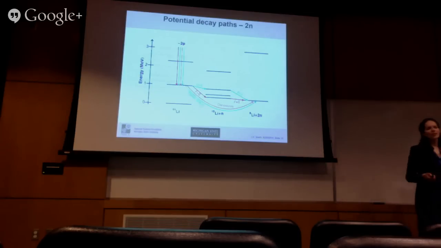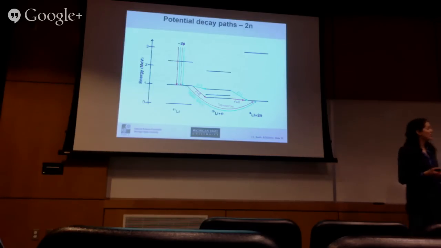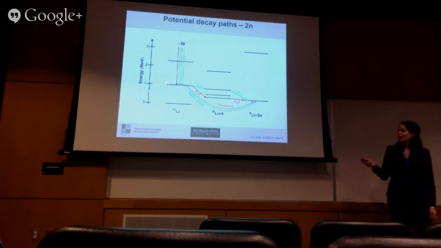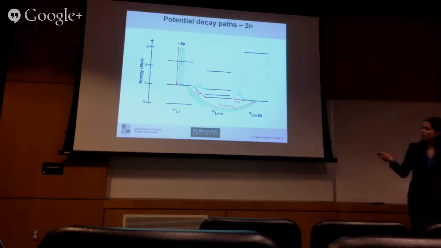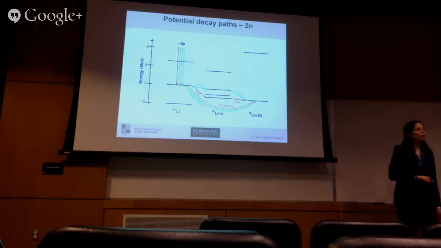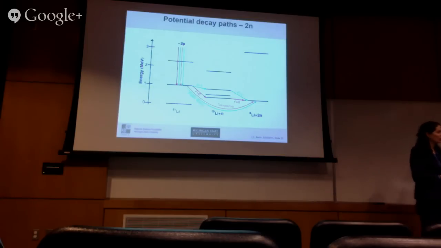When we looked at the two neutron decay, we looked at 4 different potential decay paths, ways that lithium-11 could decay. We looked at 2 sequential paths, one through the ground state of lithium-10, and one through a well-established excited state. We also considered 2 direct decays. The dineutron one in orange shows the correlated emission of 2 neutrons, and the phase-space decay shows absolutely no correlation between any of the particles.